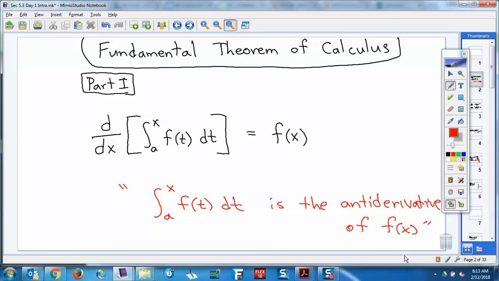So this is the antiderivative of little f because when you do the derivative of this, you get little f, okay? So that's what this is saying. Even though it's got a derivative in it, what this is really getting at is telling us that this thing called the area function, this thing with an integral symbol and an x up here, is the antiderivative of little f.